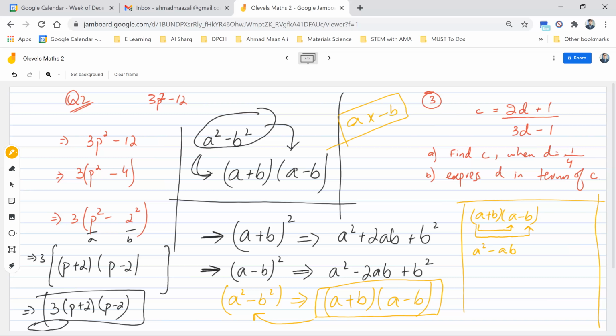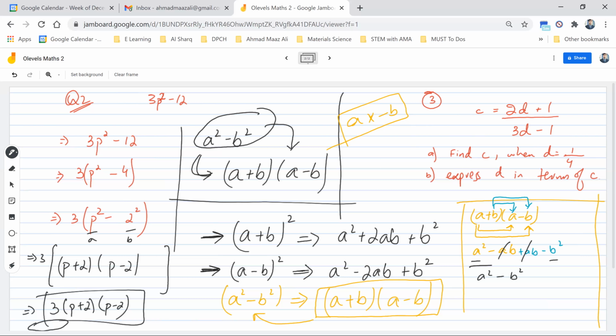Now let's deal with this b. We multiply b with a. We get plus ab. Then we multiply this b by minus b. We get minus b squared. Have a look, minus ab plus ab, we can cancel them. What are we left with? a squared minus b squared.